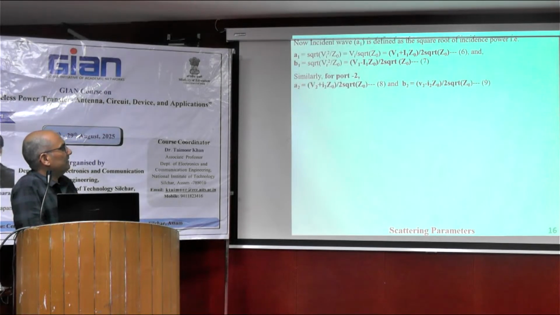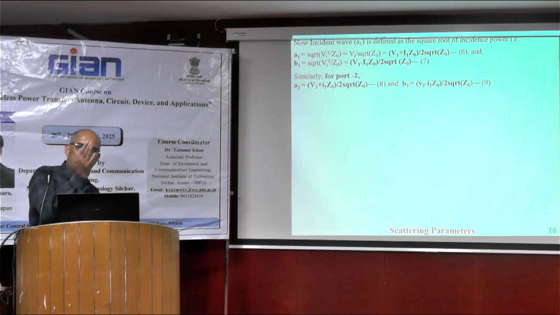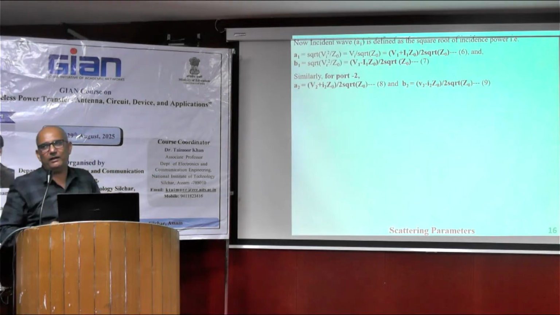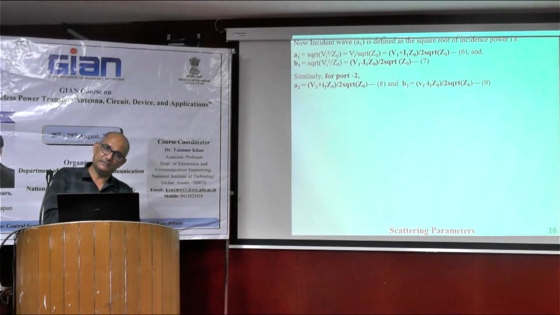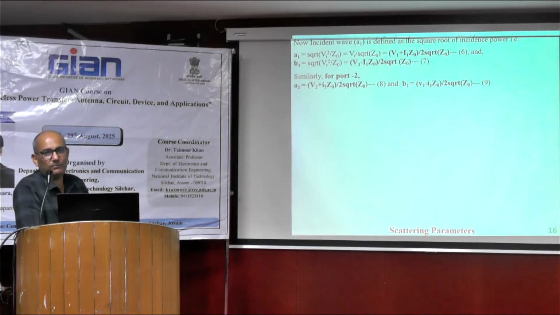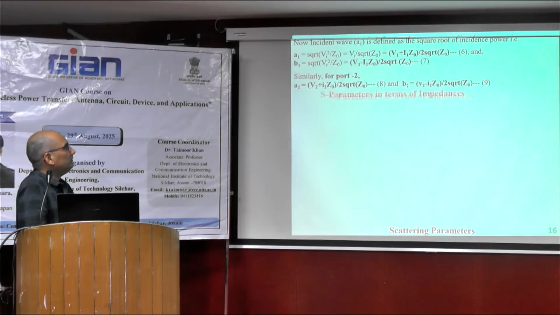The same thing for port 2 will be in this way, like A1, B1, A2, B2. On the right-hand side you have each and everything related to your source available. V1, I1, Z0 is also known to you. Here also V2, I2 and Z0 are known to you. It means the corresponding behavior of voltage and current we have obtained in terms of incidence and reflection at both port 1 and port 2.